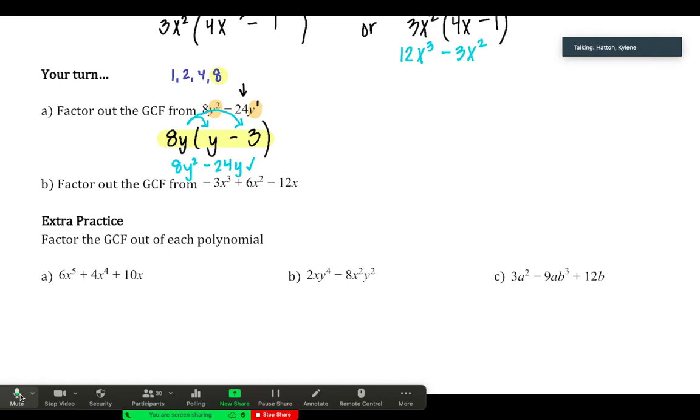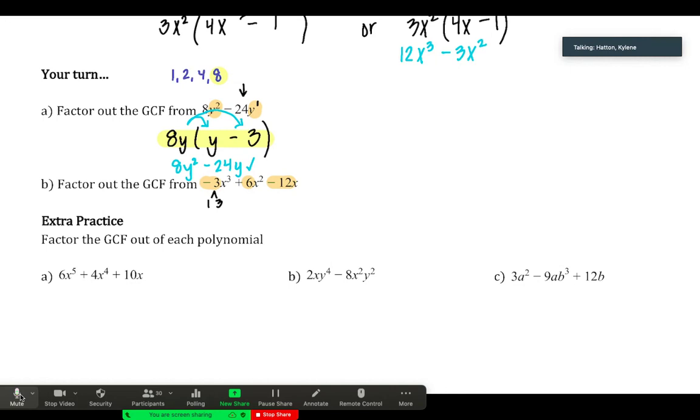And then for B, factor out the GCF from negative 3x cubed plus 6x squared minus 12x. So now we have 3 terms that we have to worry about, but it works the exact same way. So first I'm going to check to see what number I can pull out. So I have a negative 3, a positive 6, and a negative 12. The tip is to start with your smallest number and think about the factors of your smallest number. So our smallest number is 3. The factors of 1 and 3 are 1 and 3. To check to see if they are factors of the bigger numbers, you just think that in your head.